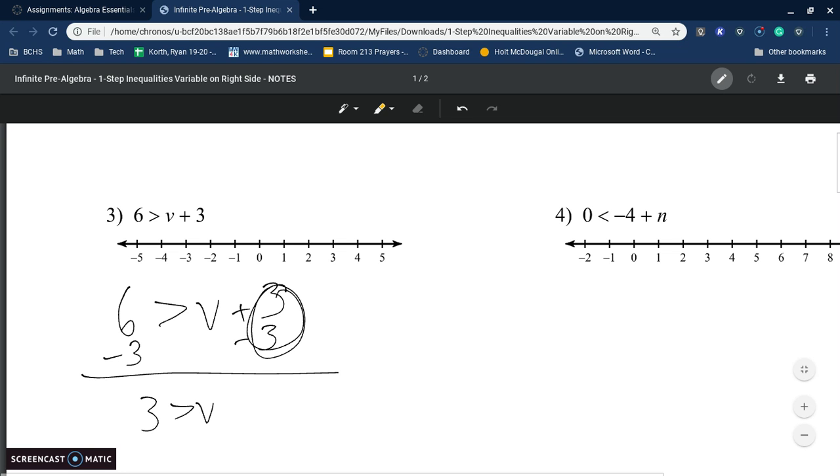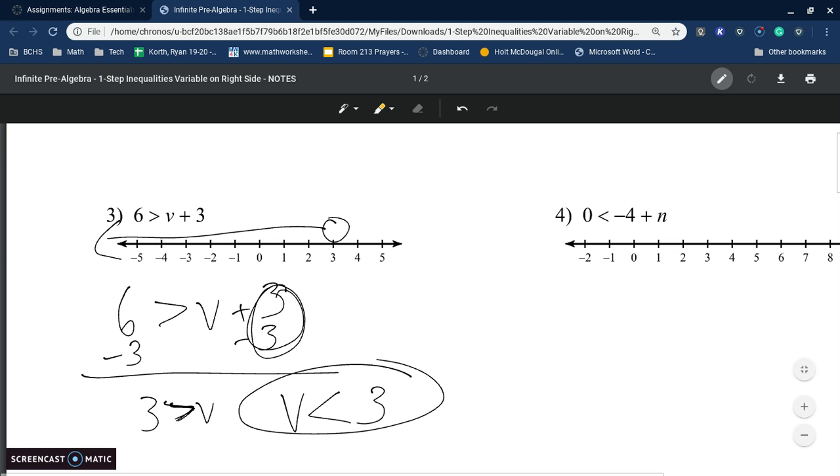We want v on the left side. Is v on the left side? Well, obviously not. So we rewrite v and 3. The pointy part is towards the v. So we need the pointy part towards the v in order to graph v is less than 3. Going to the left.